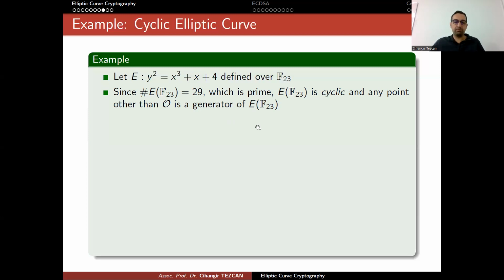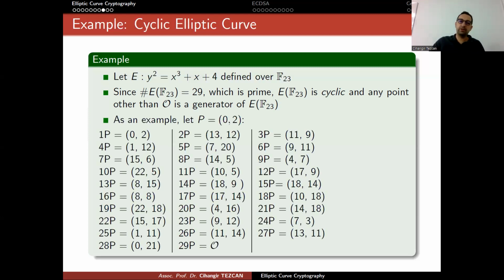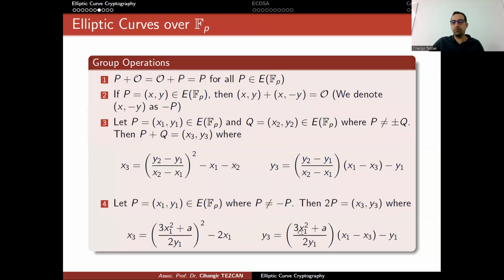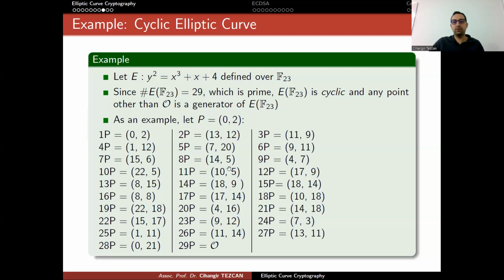So it is good practice to check if an element generates the group or not, but what you can do is as follows. As an example, just choose the first element I gave you, 0 and 2 as the x and y coordinates. If you add this point to itself by using these formulas, you will see that 2P is actually this point.